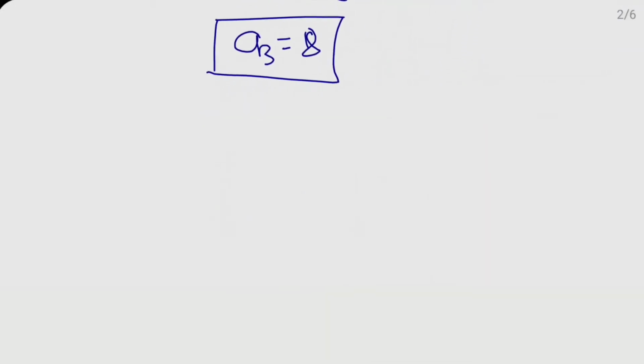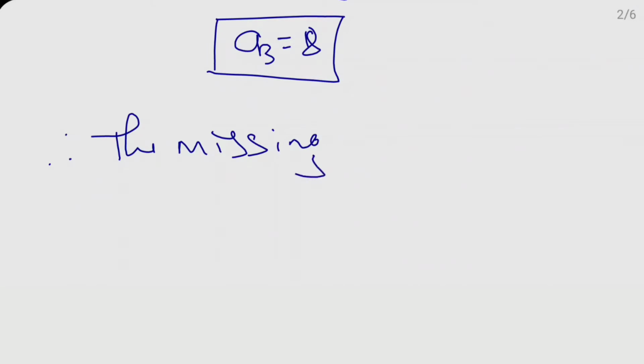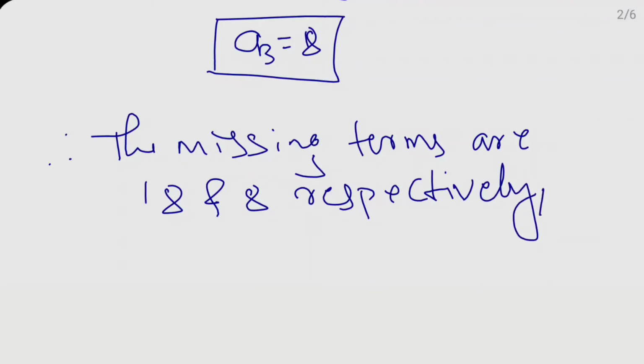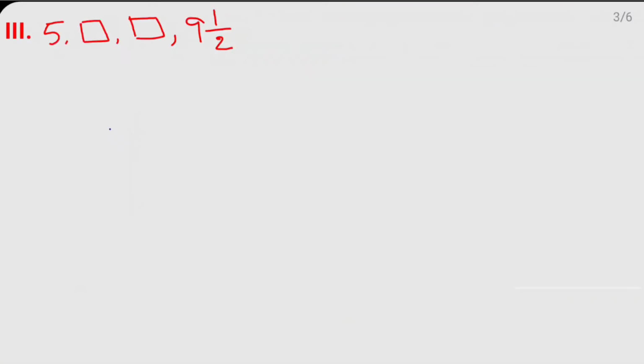So write down the conclusion here. Therefore, the missing terms are 18 and 8 respectively. Is it clear? Well students, look at the next problem, third one.